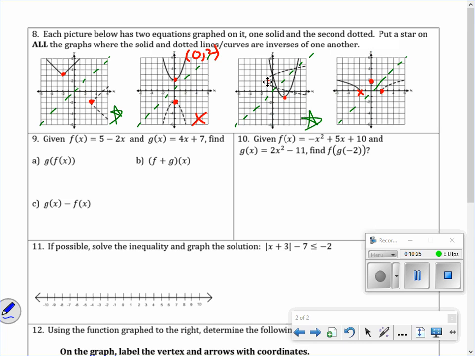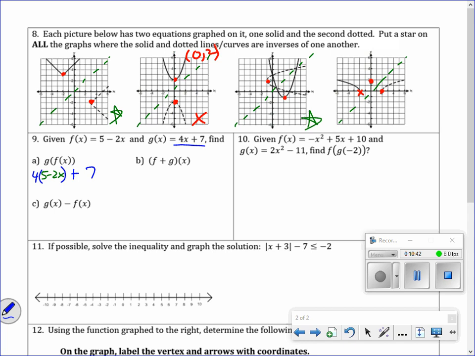All right, so number 9, we got some function operations. So this right here is composition. I'm going to take f of x and put it into g of x. So let me write g of x down. I got 4 something plus 7. So in that blank space, I'm going to put 5 minus 2x. And then you work it out.